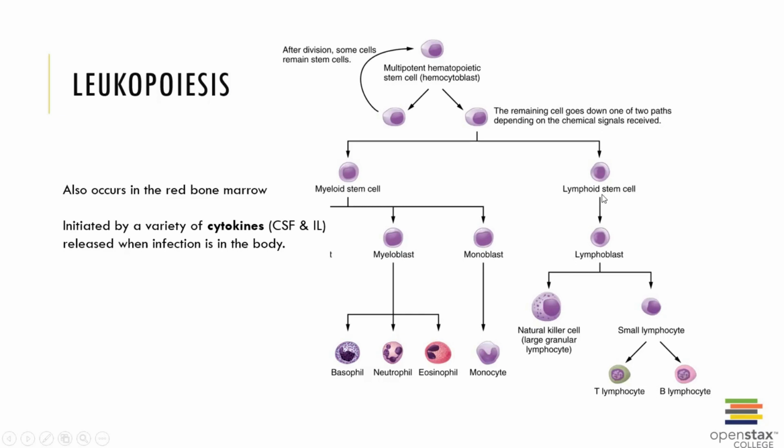Then you can follow a similar progression with lymphoid stem cells becoming lymphoblasts, and then deriving the natural killer cells, which are going to help in handling infections. We'll talk more about that in the immune system. Then we have the small lymphocytes, and we break that down into T cells, or T lymphocytes, and B cells, or B lymphocytes. Again, we'll talk more about those in the immune system.